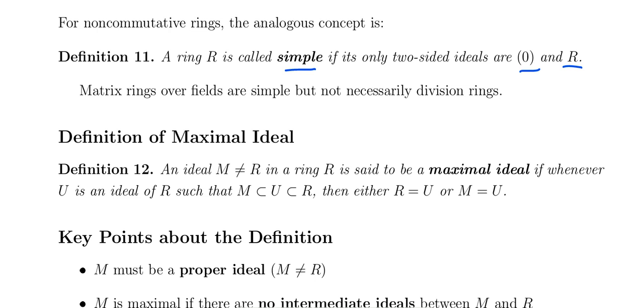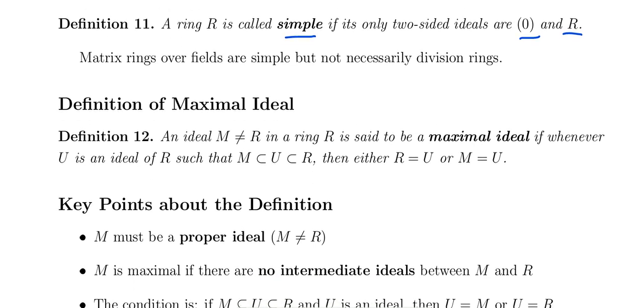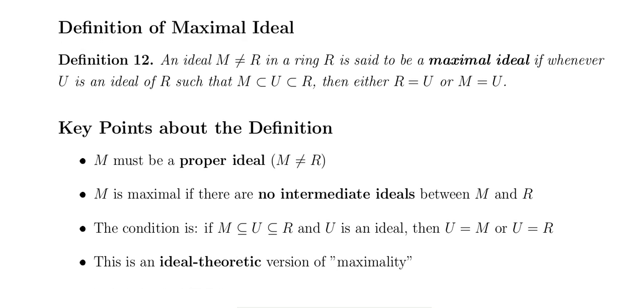The definition of the maximal ideal is a very important concept. An ideal M not equal to R in a ring R is said to be a maximal ideal if whenever U is an ideal of R such that M is a subset of U, U is a subset of R, then R equals U or M equals U.